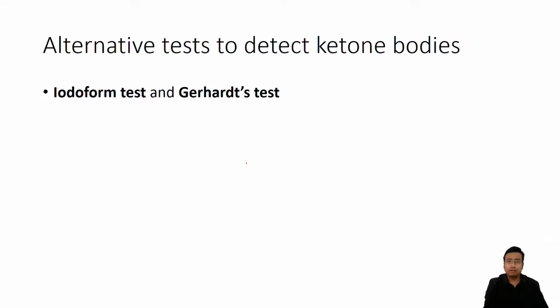Now before going to the probable question section, you should know the names of a few alternative tests. Number one is the iodoform test and Gerhardt's test. Gerhardt's test is named after a scientist, so apostrophe s. But the iodoform test directly tests ketone bodies. It is the name of a chemical, so iodoform, not iodoforms, right? So the examiner may ask you, what is the chemical formula of iodoform? If you don't remember, remember chloroform, CHCl3, so iodoform will be simply CHI3. You just replace the halogen, right?